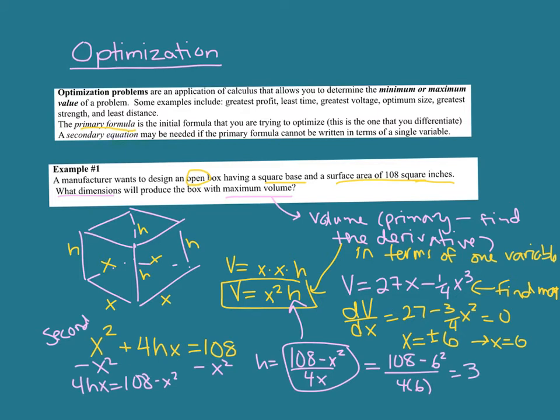So my maximum dimensions, I'm running out of room, so I'm going to do it up top, are going to be 6 inches by 6 inches by 3 inches.